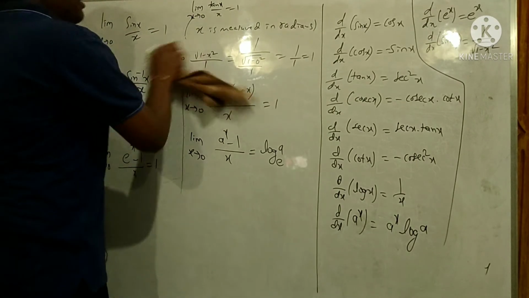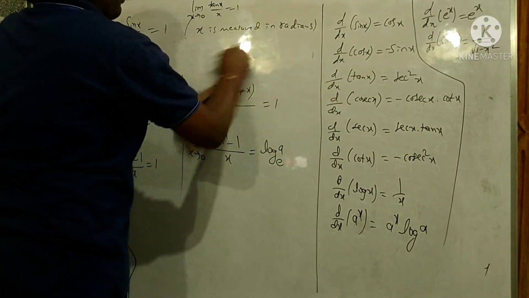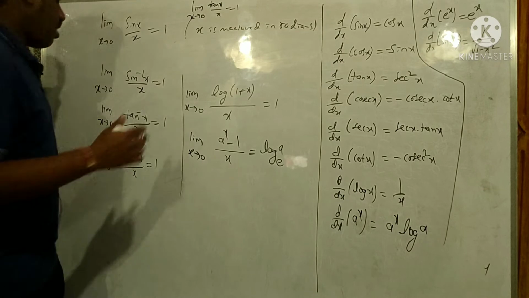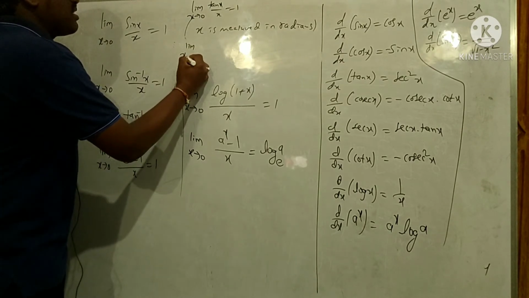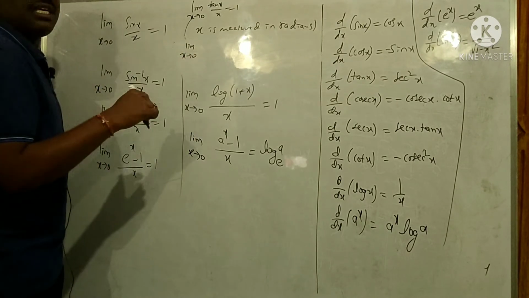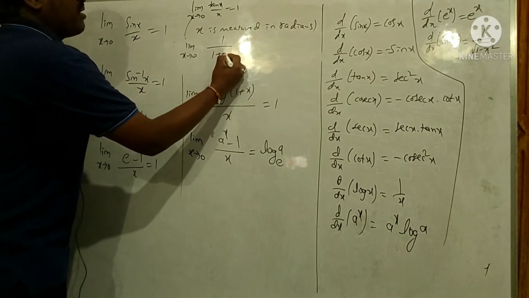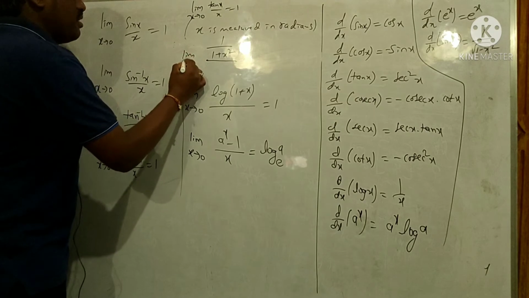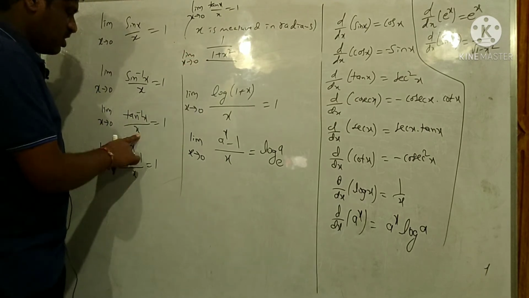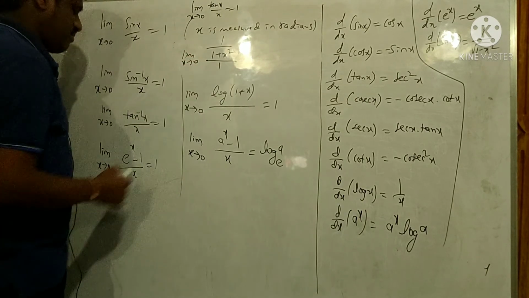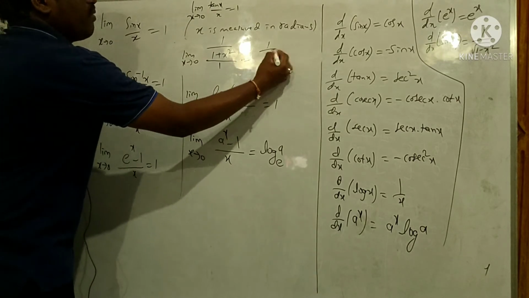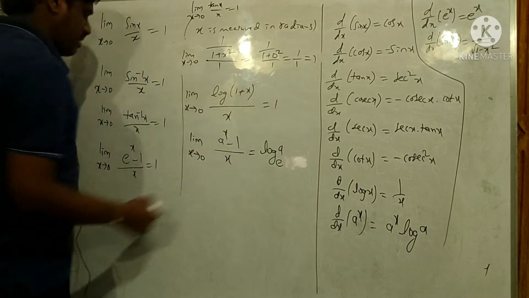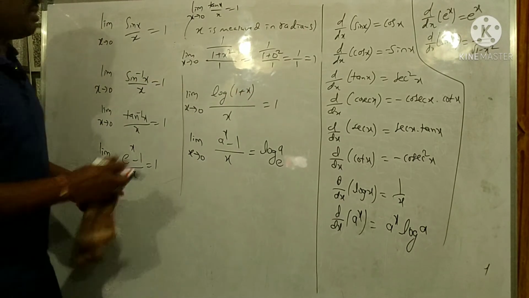Next, another one: limit x tending to 0 of tan inverse x by x is 1. How can you write this one? Limit x tending to 0, the differentiation of tan inverse x is 1 by 1 plus x square, divided by the differentiation of x, which is 1. Now you substitute the limit: 1 by 1 plus 0 square divided by 1, that is 1 by 1, which is equal to 1. So the answer is 1 for this standard limit.